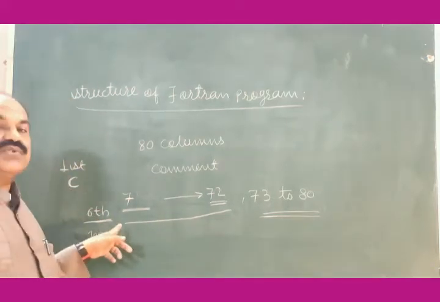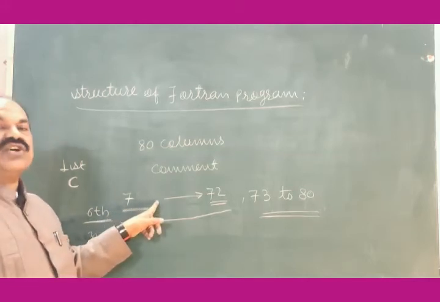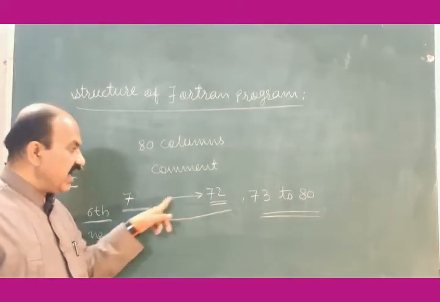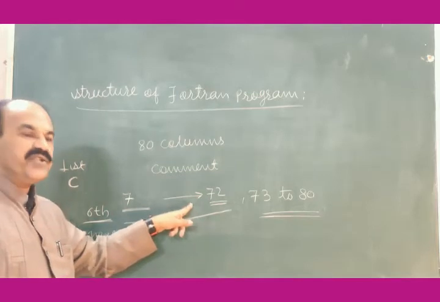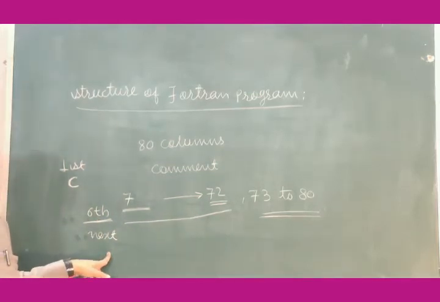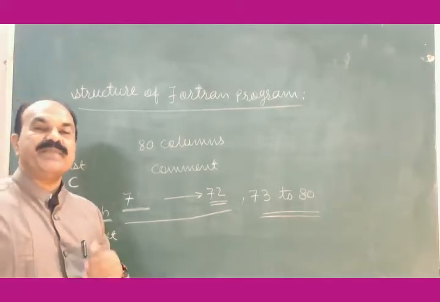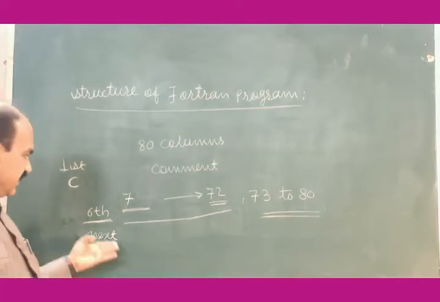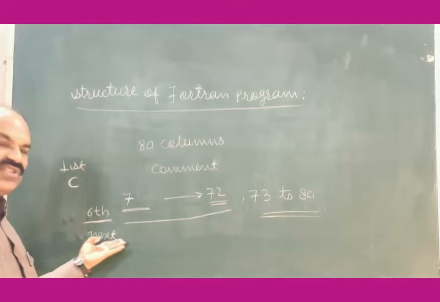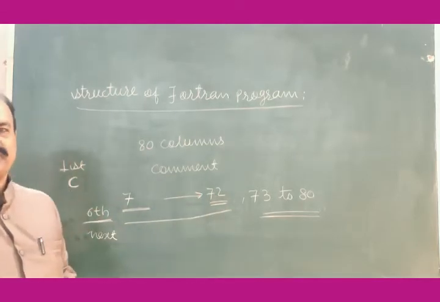It is only used to represent that the instruction written on the earlier line is a long instruction. The earlier line is not sufficient, so it is to be continued on the next line, and therefore the 6th column of the next line has a certain character specifying that this statement started on the earlier line.